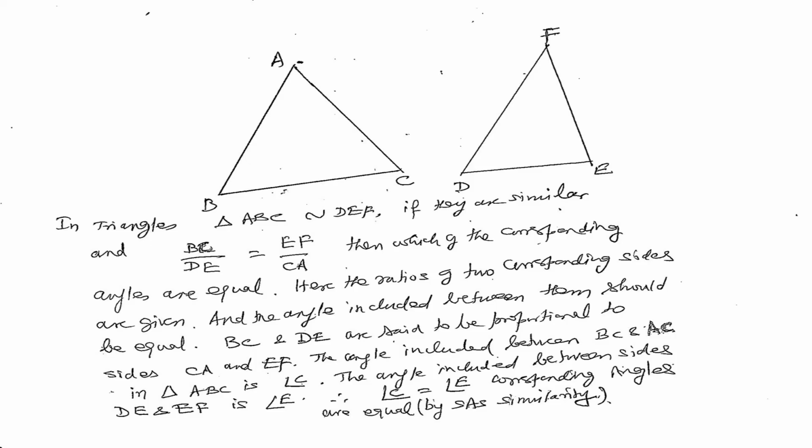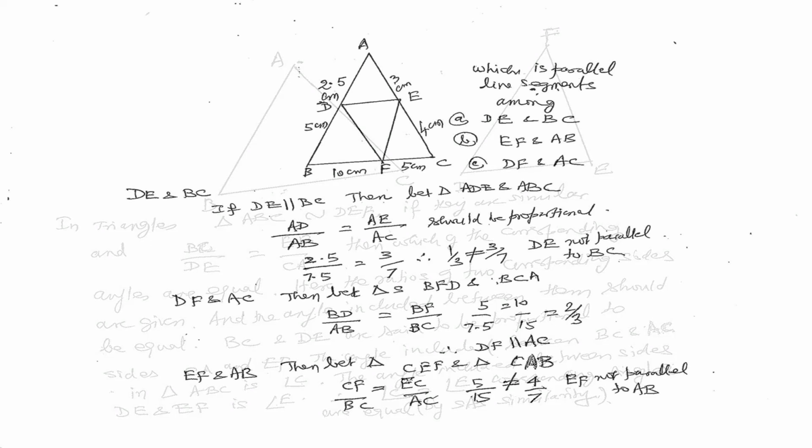The angle included between BC and AC in triangle ABC is angle C. The angle included between sides DE and EF is angle E in triangle DEF. Therefore, corresponding angles C is equal to E and therefore the triangles are similar by SAS similarity.